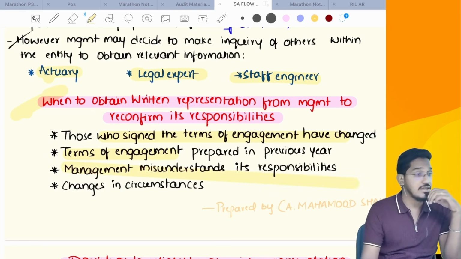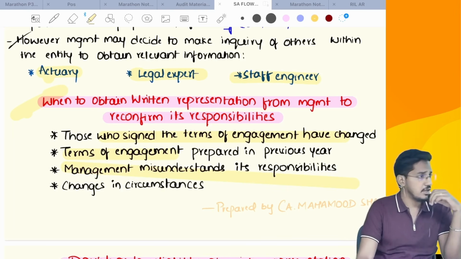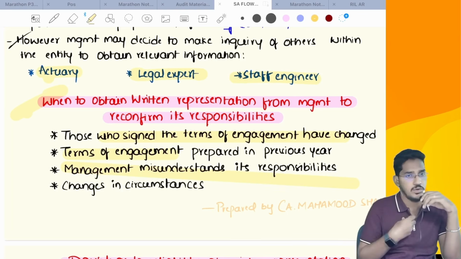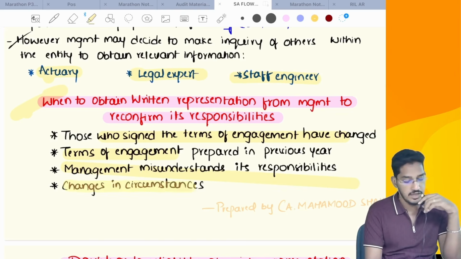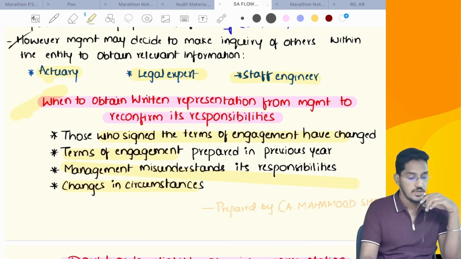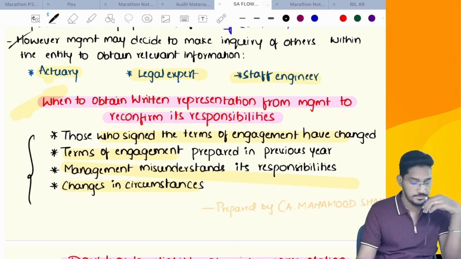Or management misunderstands its responsibilities. Initially, when I asked for confirmation, management gave written representation, but they were confused. They did not understand it properly, and they gave the confirmation. I got to know about it. Let us sort out the misunderstanding by getting a written representation once again, and also if there are any changes in the circumstances. So these are the cases where the auditor will try to get written representation once again from the management to reconfirm their responsibilities.